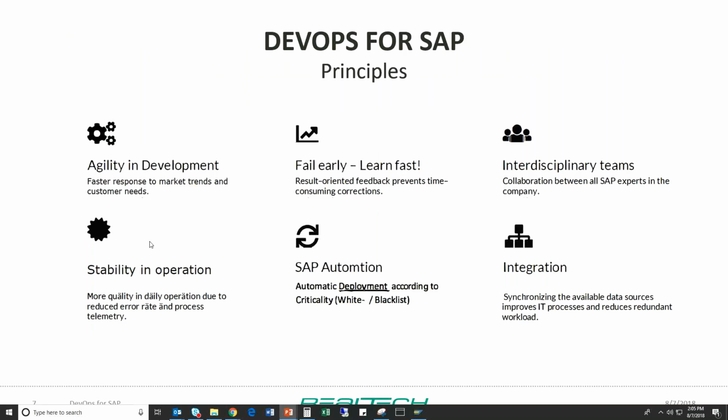So some of the principles of DevOps for SAP. So agility in development, faster response to market trends and customer needs, fail early, learn fast. Result-oriented feedback prevents time-consuming corrections. SAP automation, automatic deployment according to a white or black list, sort of a critical objects list that's moving through your environment. And integration, synchronizing the available data sources improves IT processes and reduces redundant workload amongst the development team and also the operations team.